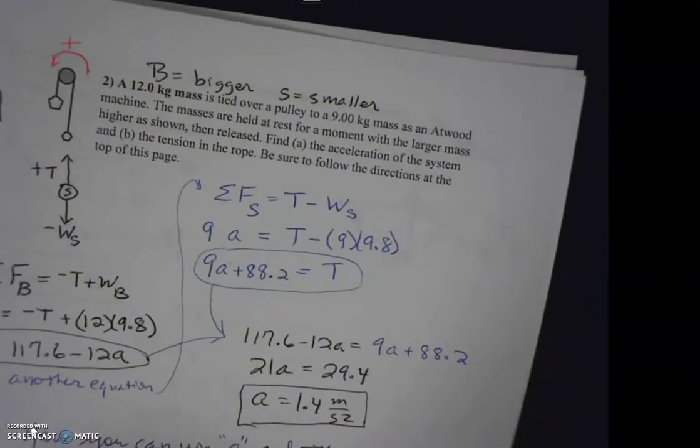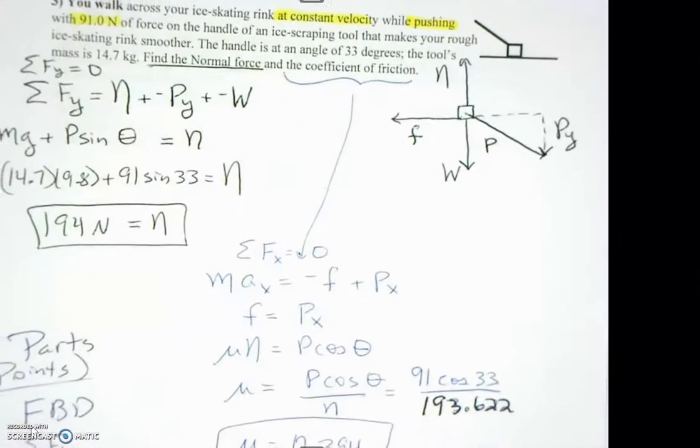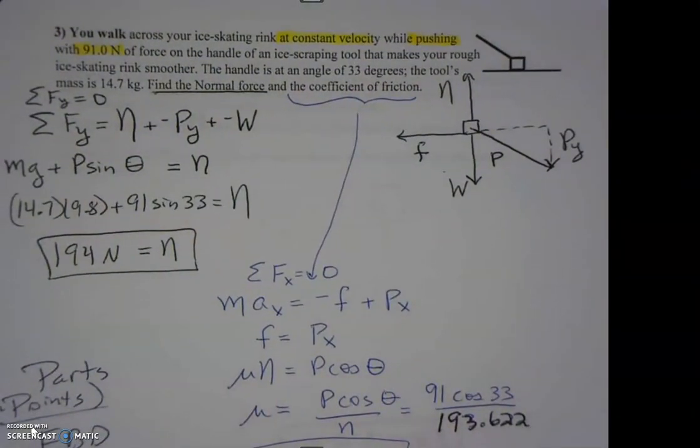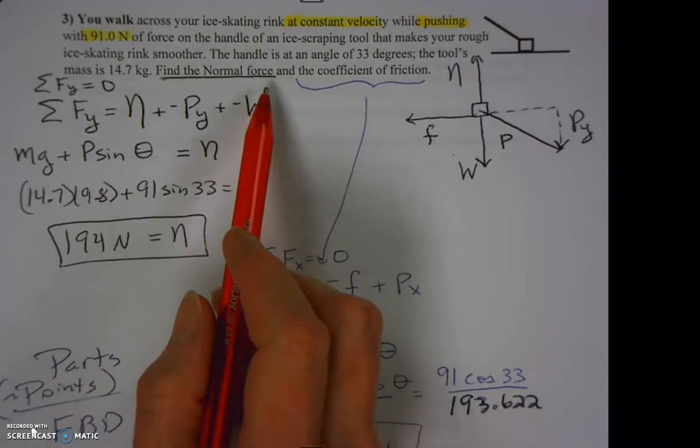All right, moving to the third problem. This was pushing an object across the floor, so there was a downward component to the push. Important also to recognize you were given constant velocity, which is really nice because that lets you know acceleration in every direction is 0. And their first job was to find the normal force.